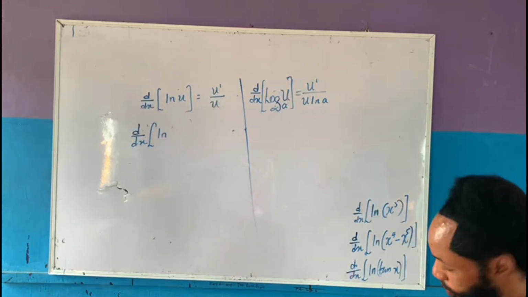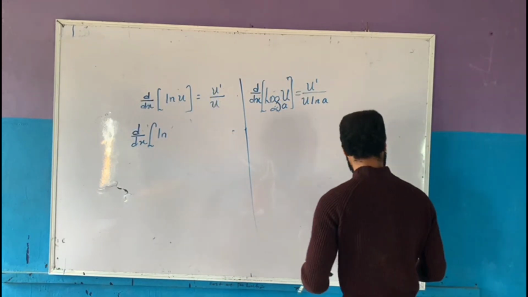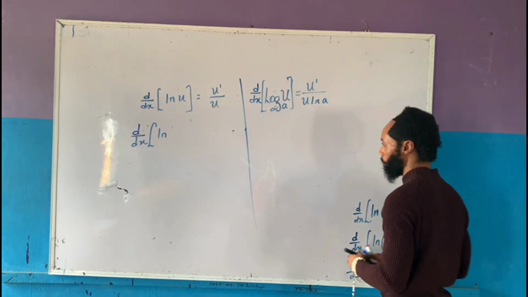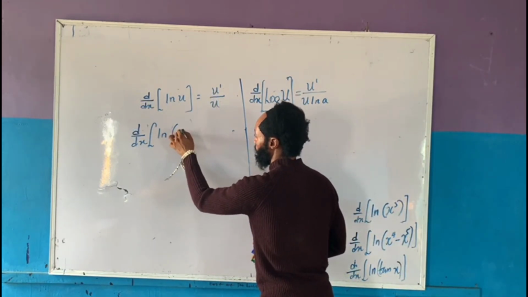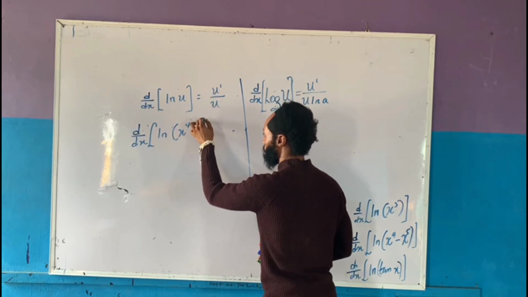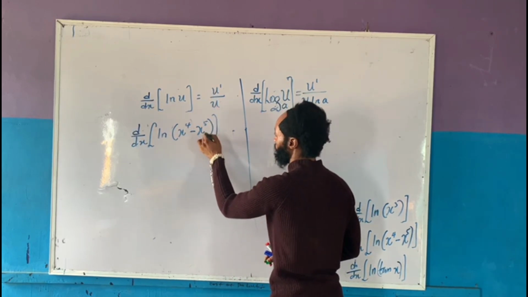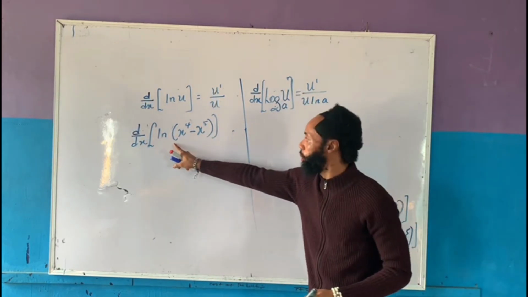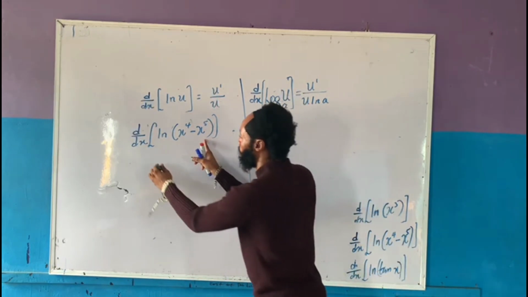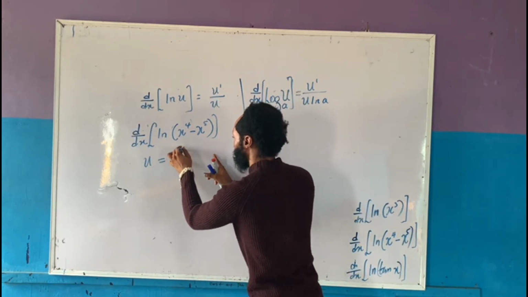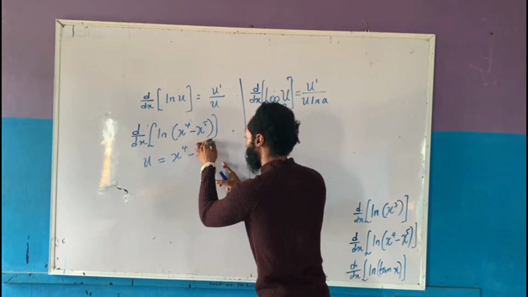We have ln of x to the power 4 minus x to the power 5. Now, the same thing we do. Our u is going to be everything inside here. So, u equals x to the power 4 minus x to the power 5.